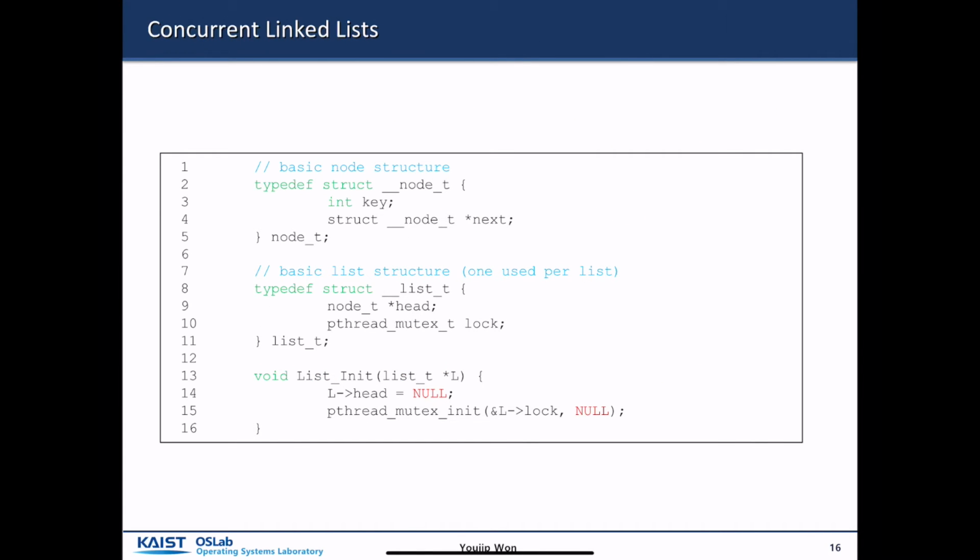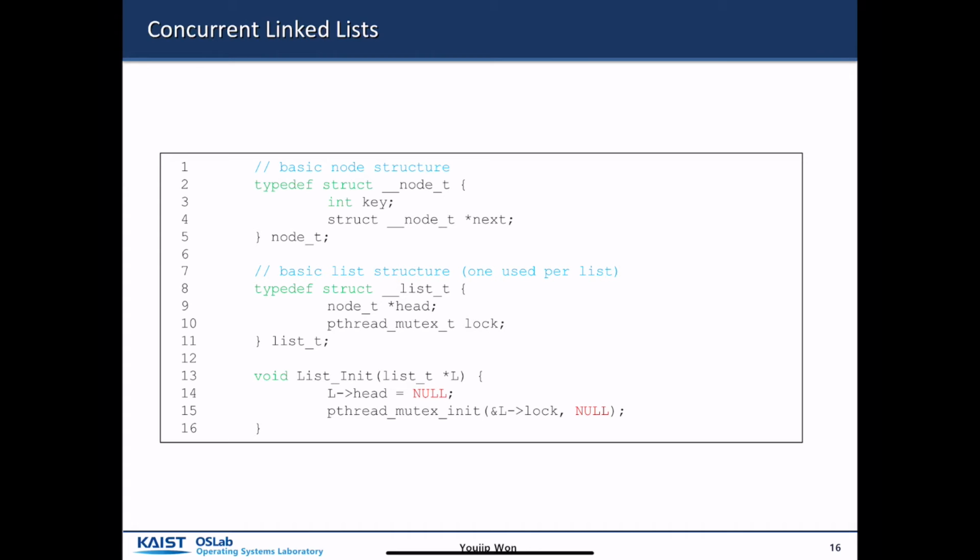Now we examine the concurrent linked list. The linked list is protected by the lock, and the list is initialized with the lock. When performing an insert or delete operation, the application first has to lock the data structure.